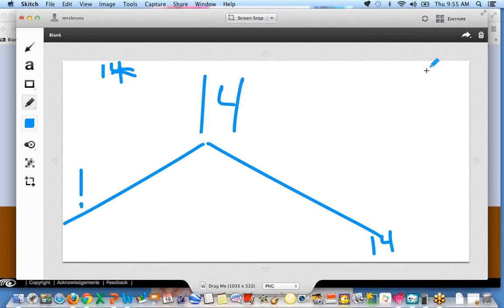Okay, so now let's start with 2. Is there anything I would multiply by 2 in order to get 14? 7? That's right. So I would list 2, and this is just annoying because it's not going to look pretty.